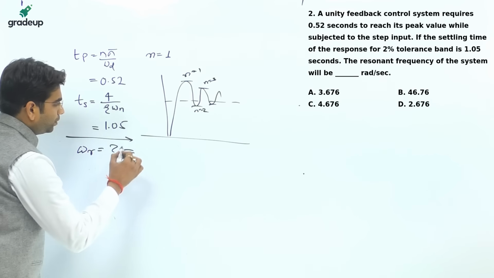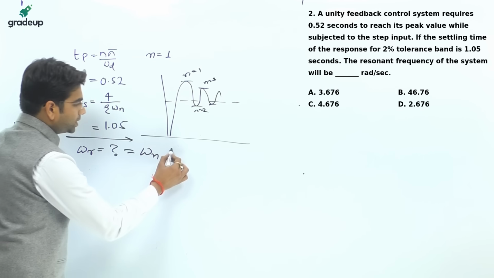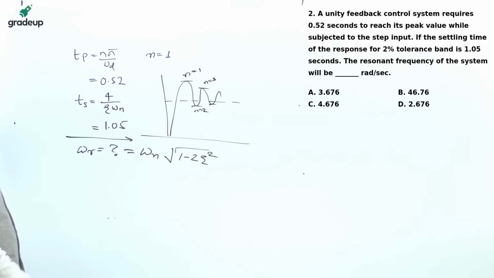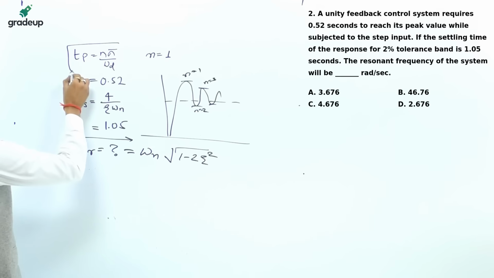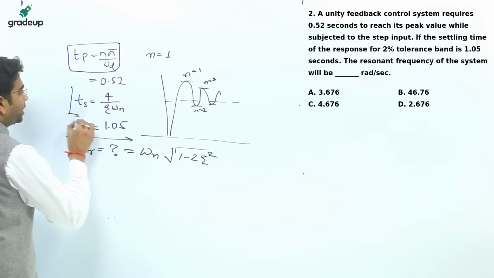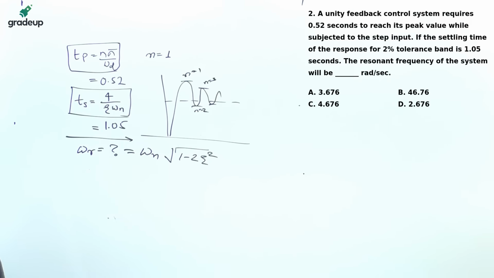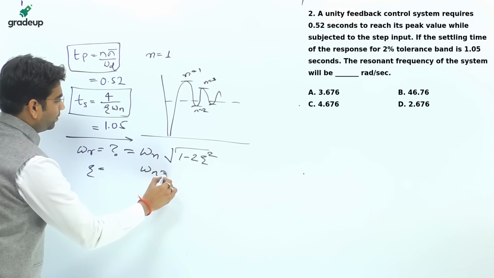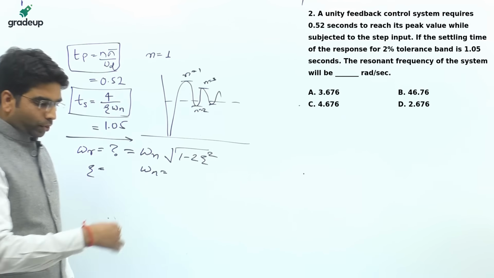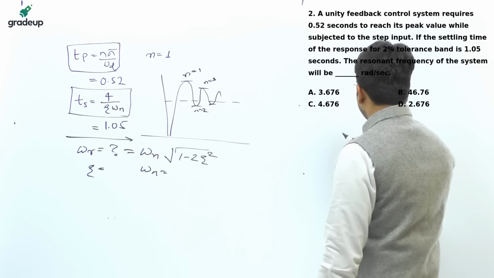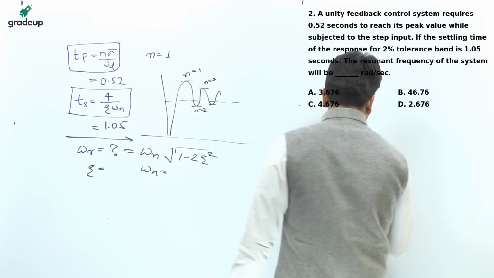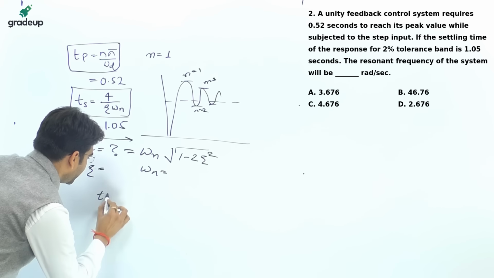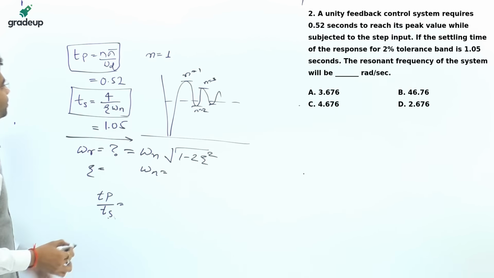For omega r, we have to calculate the natural frequency. This is the formula, okay. And with the help of the formula of peak time and settling time, we have to calculate zeta from that place, and we have to calculate the omega n value. So how are we going to proceed? We are having Tp by Ts, okay. Both sets of equations are known, so actually for Tp by Ts we can substitute the values.